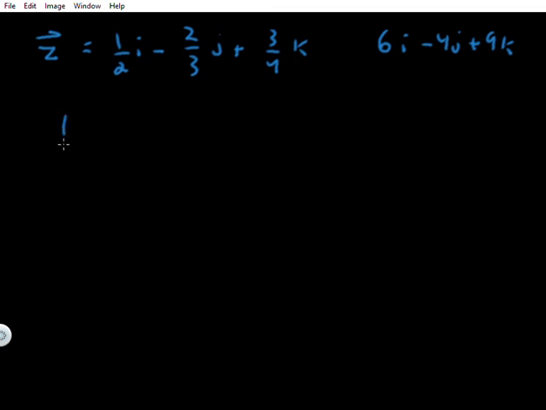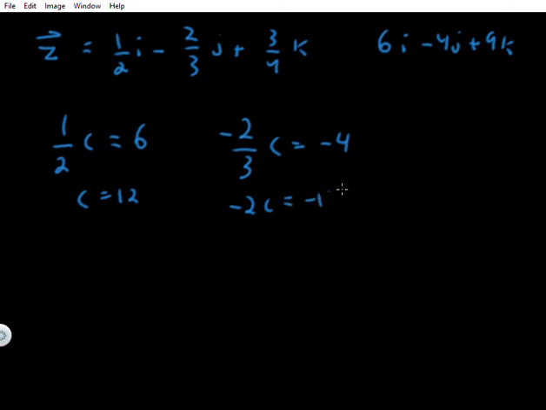Let's see if 1/2 times some constant is going to give us 6. Well, this constant must be 12, sorry. And similarly, let's see if negative 2/3 times the same constant is equal to minus 4. So solving for c, I'm going to get negative 2c is equal to negative 12. So c must be equal to a positive 6. We get a different value, these aren't equal. So I know that z could not be a scalar multiple of whatever this vector is.